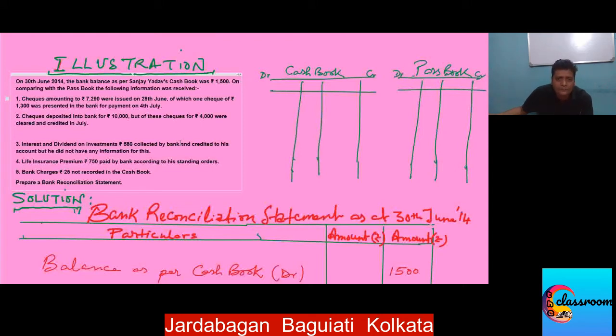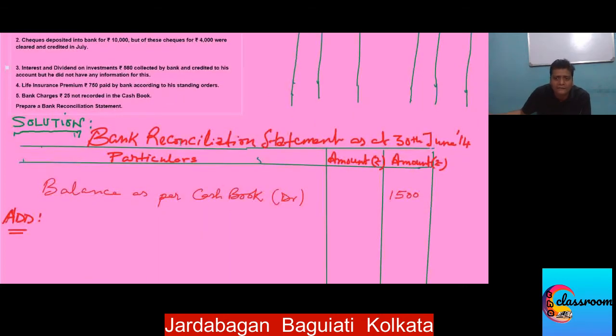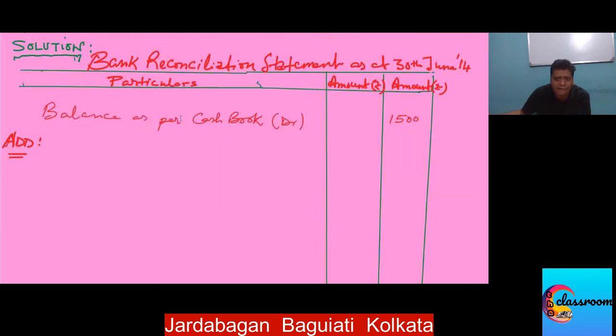On 30th June 2014, it's better to draw a small cash book and passbook on top for explaining the thing diagrammatically, and thereafter we have a format like this. Bankers reconciliation statement is prepared on a particular date, as at 30th June 2014, and this is how the format looks. We have to write down the balance as per cash book or passbook, whatever is given to us, and then we make some adjustments and arrive at the other book balance. Right? This is the format.